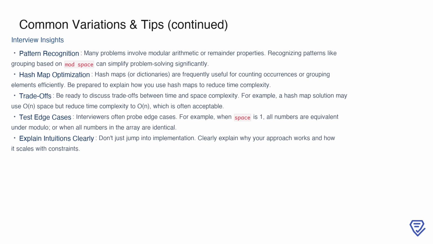Speaking of trade-offs, understanding the balance between time and space complexity is crucial. For instance, a hash map solution might require O(n) space but achieves O(n) time complexity, which is often a good trade-off. Testing edge cases is another area interviewers frequently emphasize. For example, when the space is 1, all numbers are equivalent under modulo, or when all numbers in the array are the same. These are unique scenarios you should address in your solution.